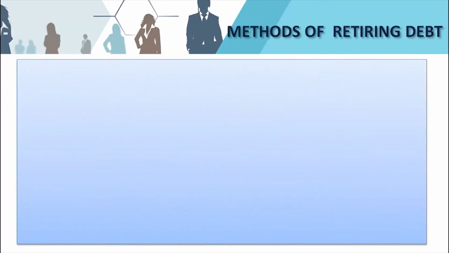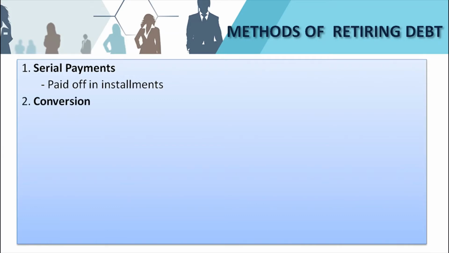So the first method of retiring debt is serial payments. Bonds with serial payments are paid off in installments over the life of the issue. At sinasabi din dito na ang bawat bond ay may kanya-kanyang date of maturity and receive interest only to that point. The second method of retiring debt is the conversion.